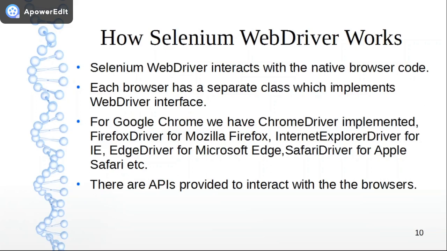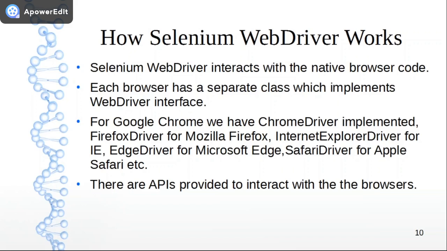So let's talk about how it works. Selenium WebDriver interacts with the native browser code. Let's talk about how communication is built. If we talk about Firefox, Firefox is written in C++. Firefox is a product of Mozilla. There must be some code to design Firefox and its functionality, and there must be some API as well.